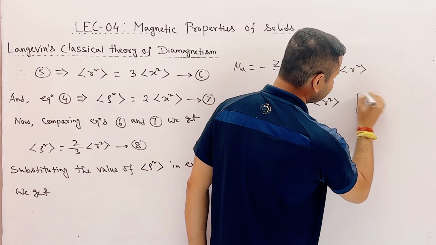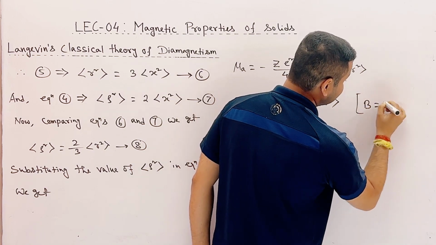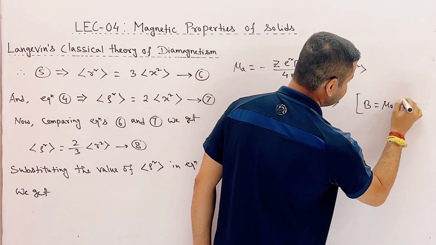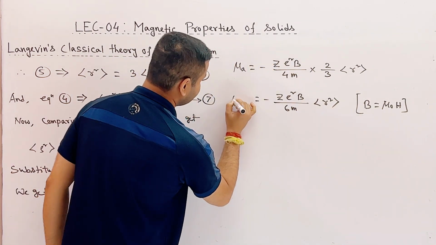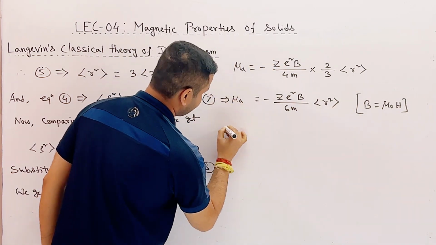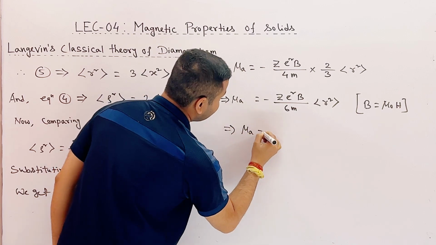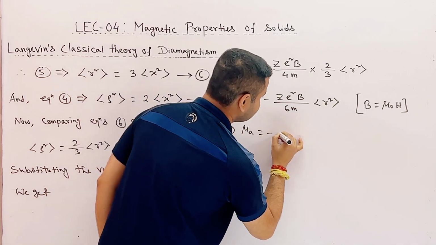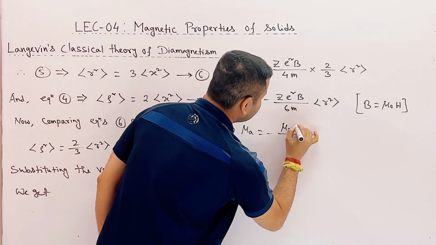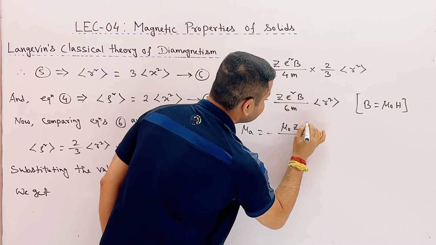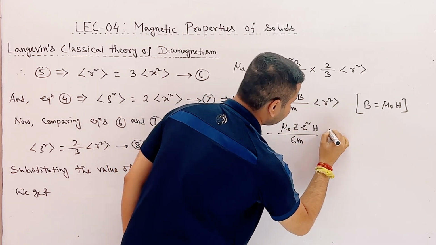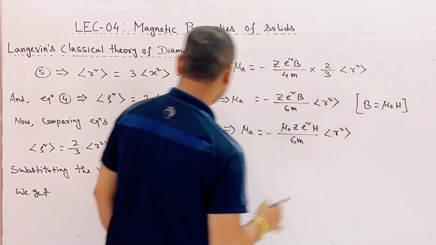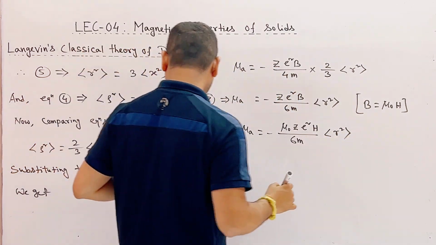Again, we know that B can be written as mu naught into h. So after substituting this value here, we will get mu A as minus mu naught into Z E square into h divided by 6m into average value of r square. Suppose this is equation number 9.